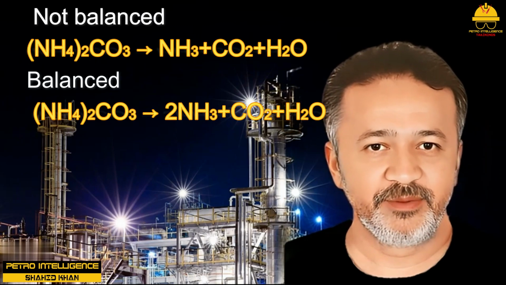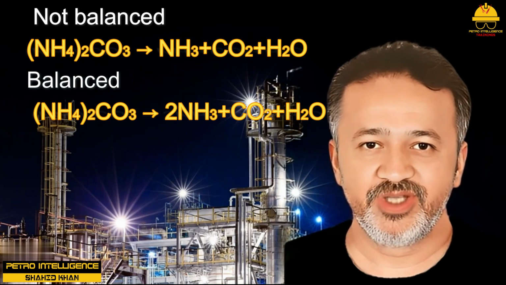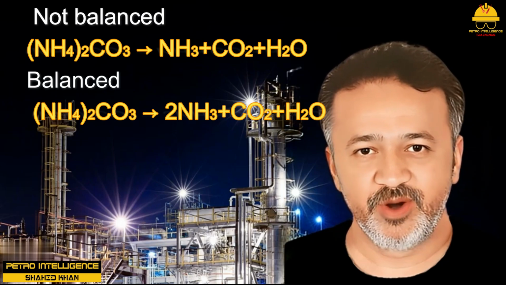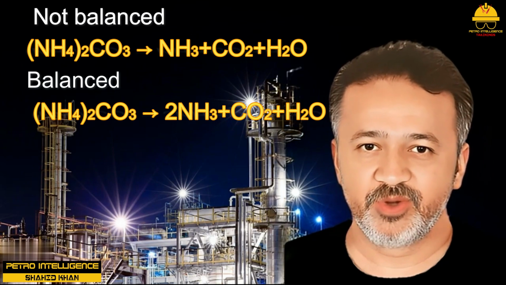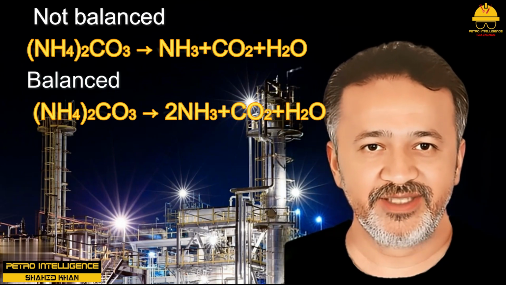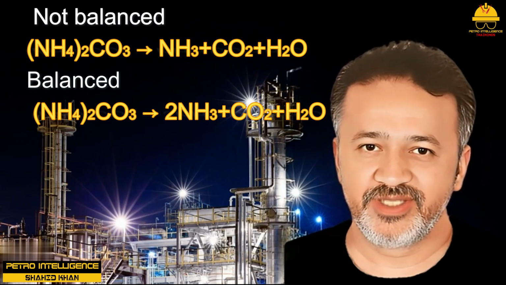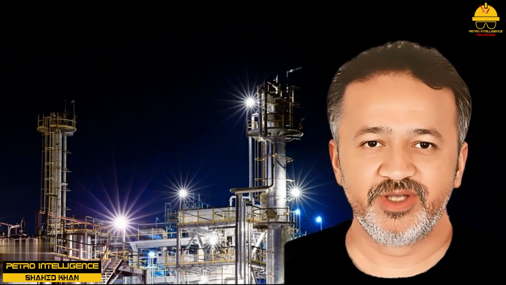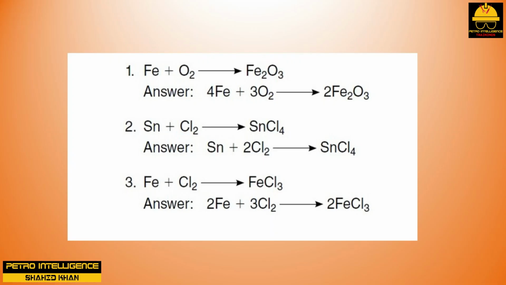For example, this is not a balanced equation: NH4 2CO3 gives NH3 plus CO2 plus H2O. And this is a balanced equation: NH4 2CO3 reacts to give 2 NH3 plus CO2 plus H2O. Reactants are nitrogen 2, hydrogen 8, carbon 1, oxygen 3, and products are nitrogen 2, hydrogen 8, carbon 1, oxygen 3. Each problem will present its own mystery, and most can be solved using the inspection method. You can try this yourself by balancing the equations shown in the picture.